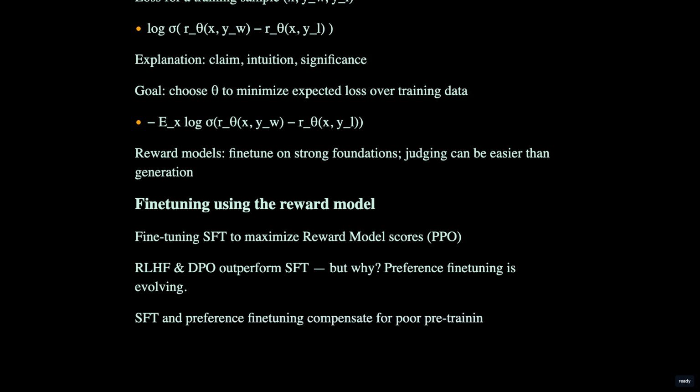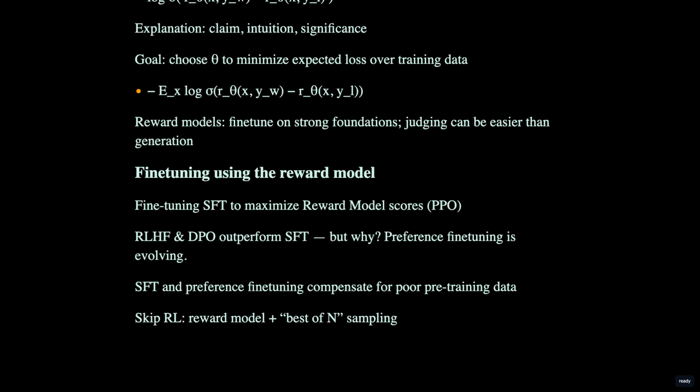Supervised fine-tuning, SFT, and preference fine-tuning are extra training steps we use because pre-training data is often noisy or misaligned with user goals. These steps correct and align a foundation model's behavior. If pre-training data and methods improve enough, we might not need them.